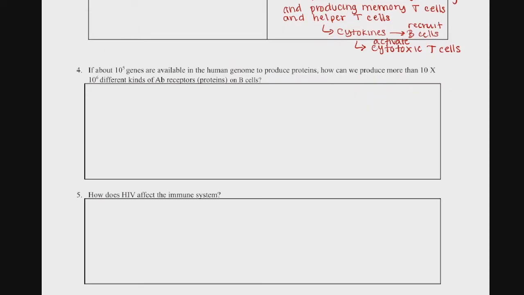Alright, so about those genes, how can we make so many different kinds of receptors or proteins on B cells, but only have a certain amount of genes? And how this happens is that each of the variable regions of the antibody on both light and heavy chains, so you know how an antibody kind of looks like this, and we have the heavy chain, the light chains. It's not cute, but anyway.